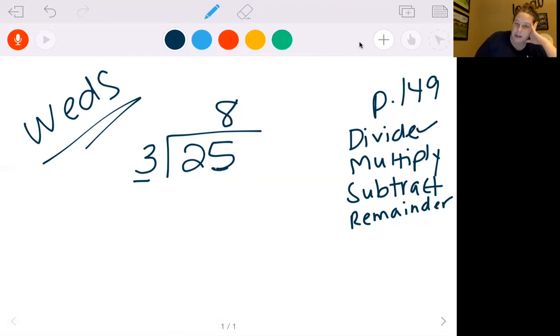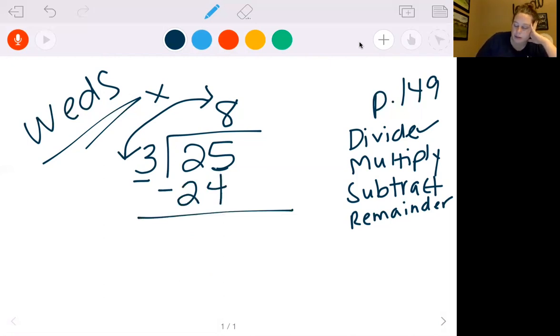So I divided, then I multiply. You multiply these two numbers right here. So I say 3 times 8 is 24, and I'm going to write it right there. Then I'm going to subtract those two numbers, and I get 1. And that number is my remainder. So I write remainder 1.